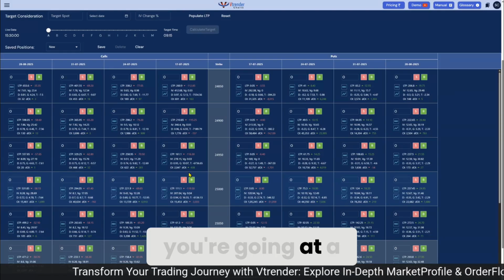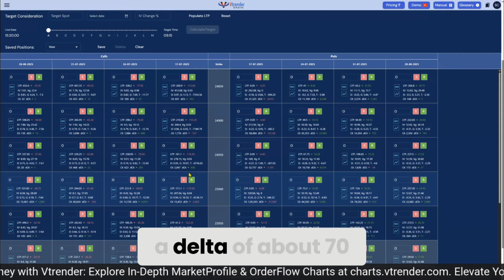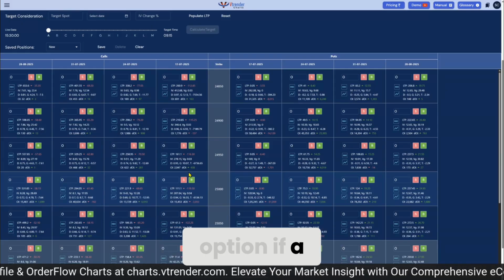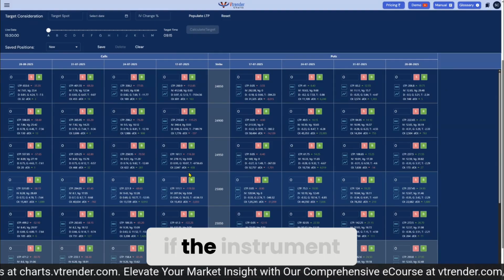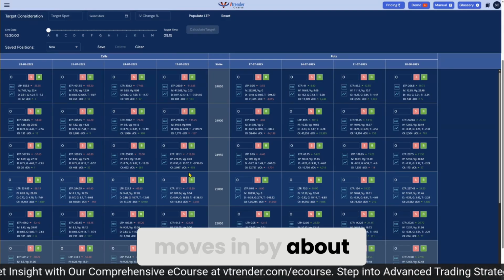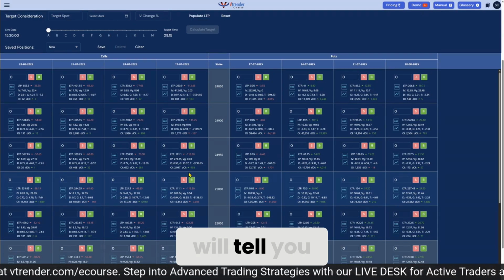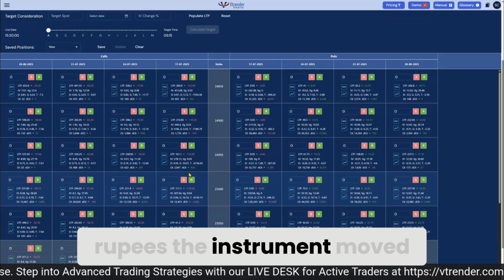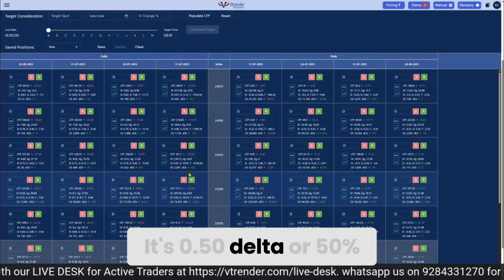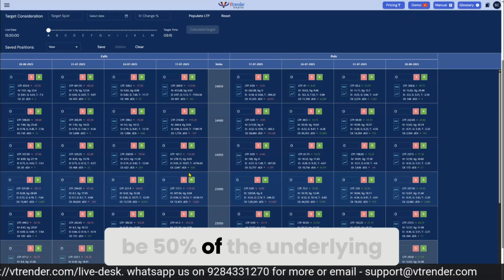Suppose you're going at a speed of about 70 kilometers per hour. You can say that you're driving at a delta of about 70. What exactly does this delta mean in terms of an option? If the instrument moves by about 10 rupees, and the delta of that option is 0.50, it will tell you that for the 10 rupees the instrument moved, the option would move by about 5 rupees. It's 0.50 delta or 50%. That tells you that the move would be 50% of the underlying.